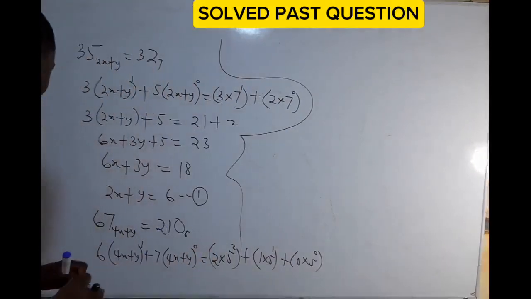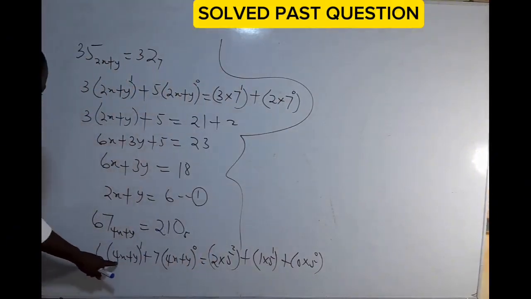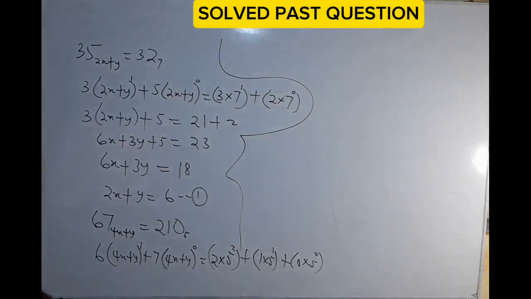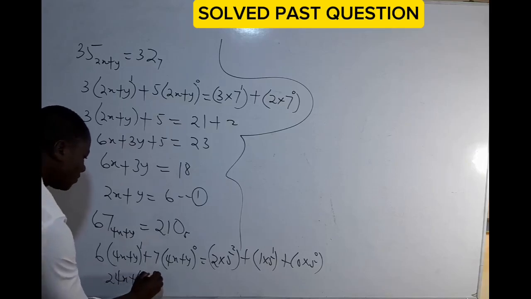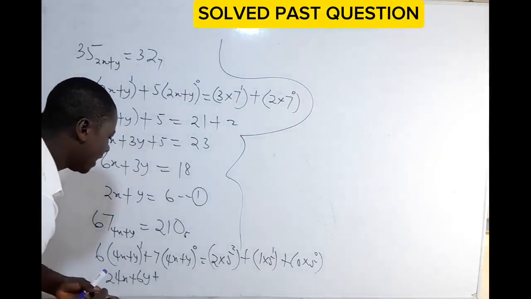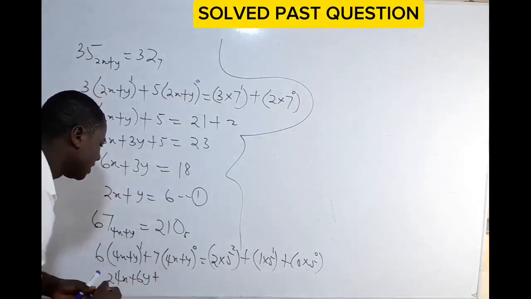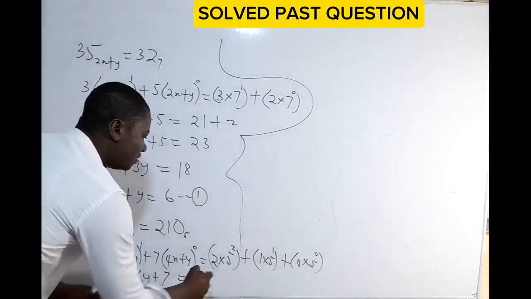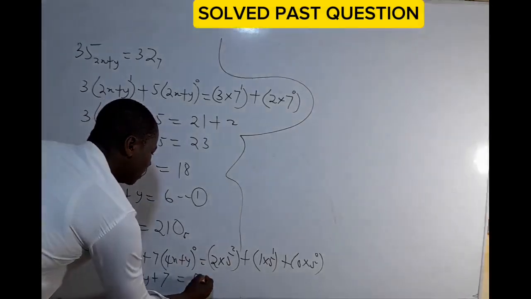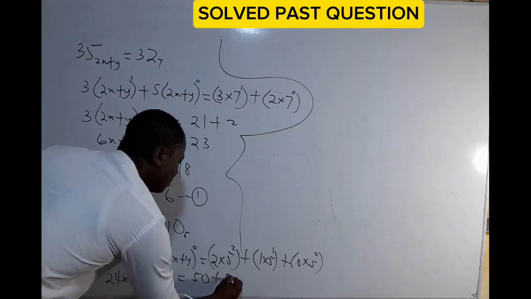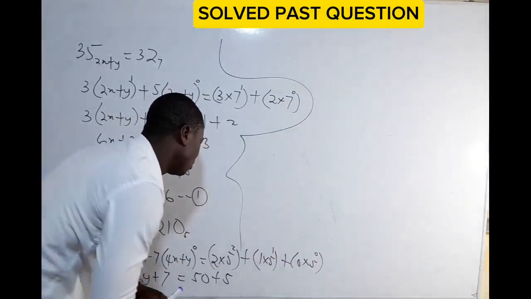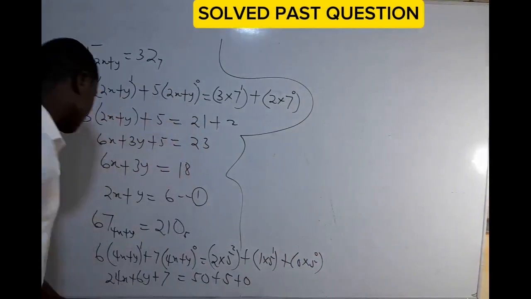Okay, so let's simplify. This (4x plus y) exponent 1 is the same thing, so the same as 4x plus y. So let's expand. 6 times 4x will give us 24x. Then 6 times y will give us 6y. Then (4x plus y), all exponent 0 is 1. 1 times 7 gives us 7. Then 5 squared is 25. 25 times 2 will give us 50. 5 raised to the power 1 is 5, 5 times 1 is 5. Then 5 raised to the power 0 is 1, 1 times 0 is 0. So it's plus 0.